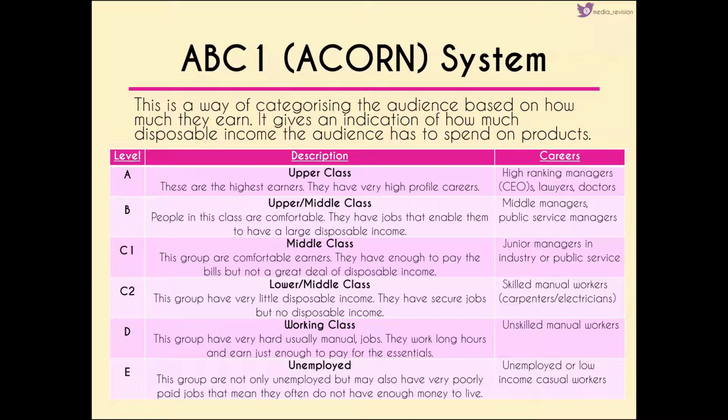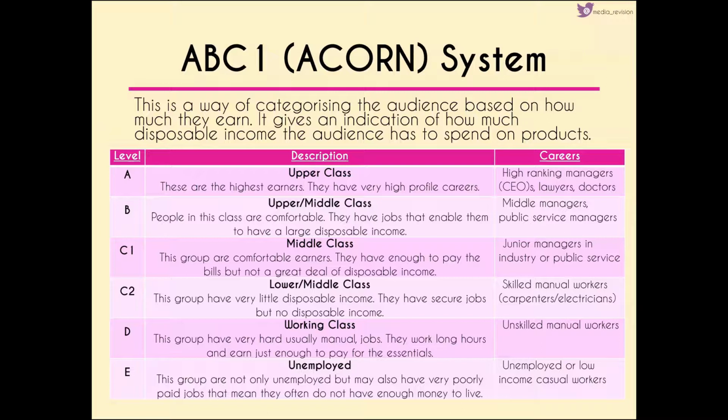The B category of this system tends to be the upper middle class, so people are very comfortable if they're in this particular category. They've got jobs that mean that they've got a very large disposable income, but they're not at the point that those on the A grade are. So they tend to be made up of middle managers and public service managers as well.